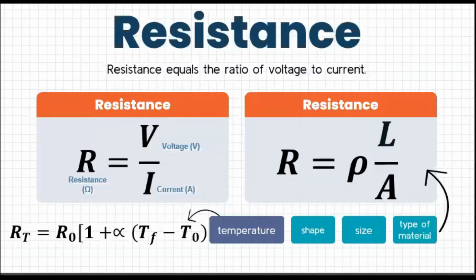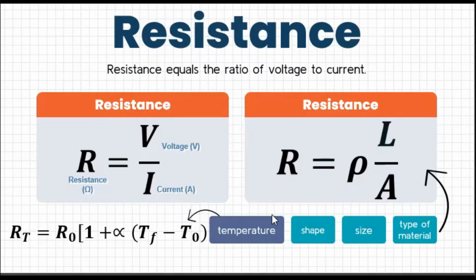Then we move on to resistance. Resistance is equal to the ratio of voltage to current. Resistance is the capability of a circuit or a material to resist the flow of current. So resistance R, measured in ohms, is equal to V over I, according to Ohm's law. Any material, specifically metals, also has its own value of resistance, which is computed using the equation R equals rho multiplied by L over A.